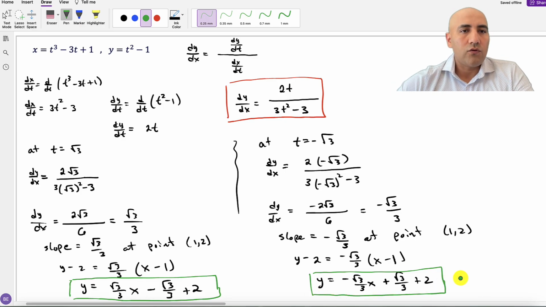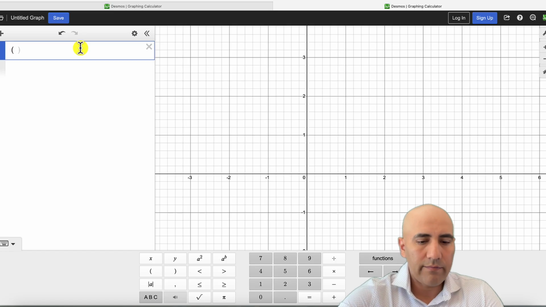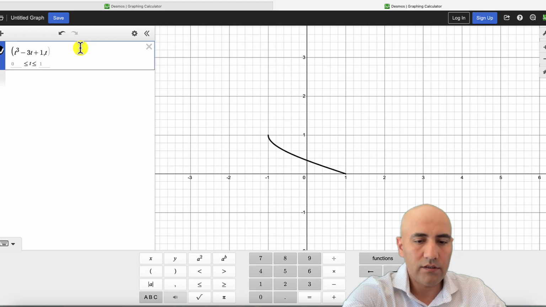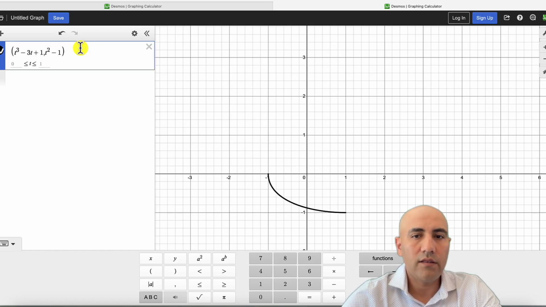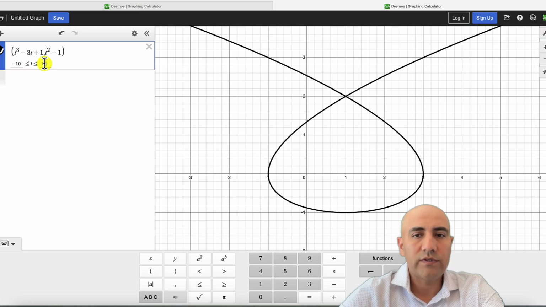Okay, so let's use Desmos to graph the whole thing and see where our ordered pairs are so far, and that these equations really are the tangents at those points. Okay, so using Desmos, let's graph our function. To do that, we're going to come over here and type in our equation: t to the power of 3 minus 3t plus 1, comma, t squared minus 1. That's it. And then let's make sure that we range t through a cycle that's big enough to see the whole picture. And so we see something like that.